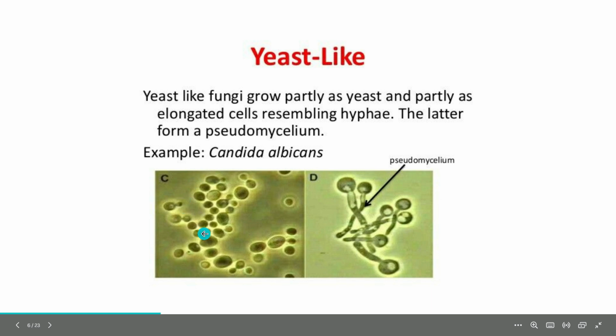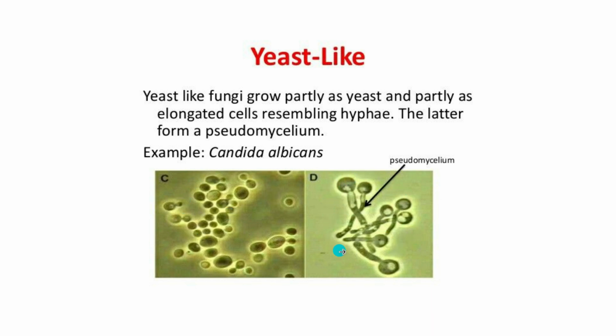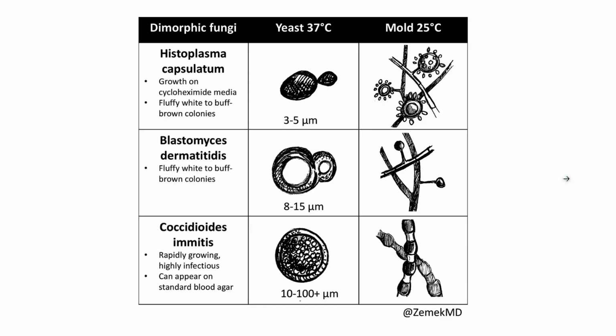At the same time, the same organism grows in the form of mycelia, and at the tip of the mycelia you can see the bulging of the cell. Example for this, Candida albicans. Why does it happen? Let us see. And also there are dimorphic fungi, and the dimorphic fungi, based on the temperature, behave differently.